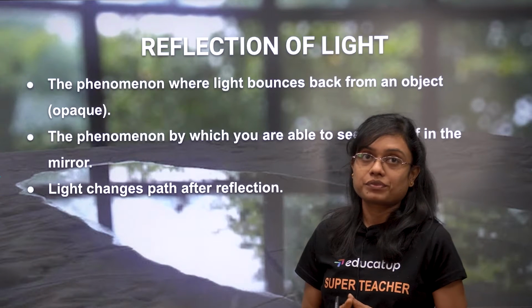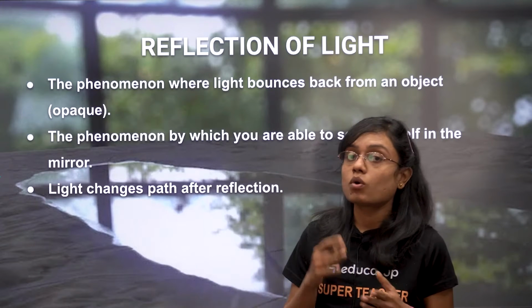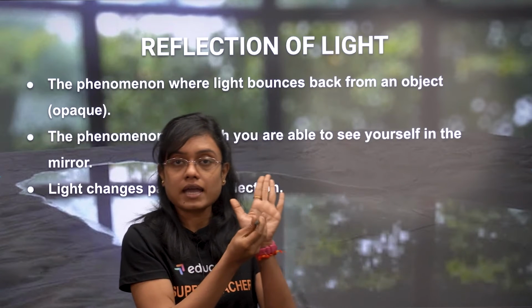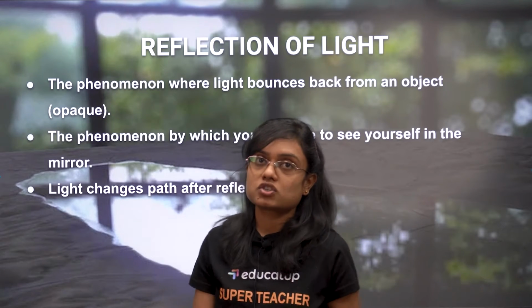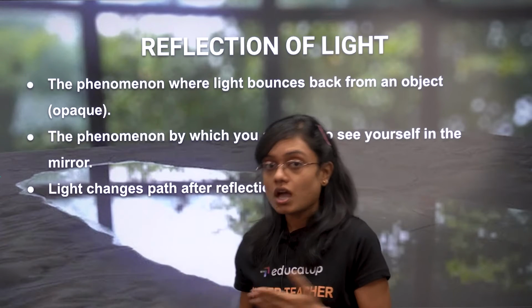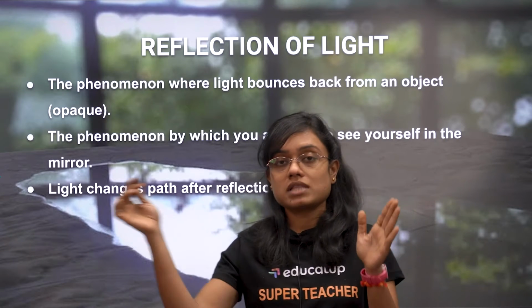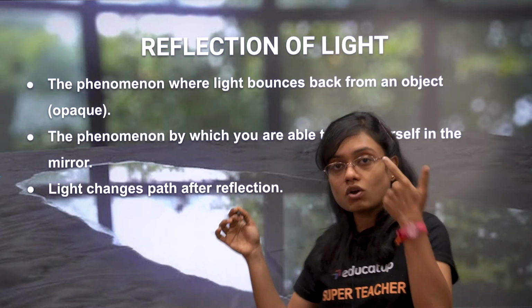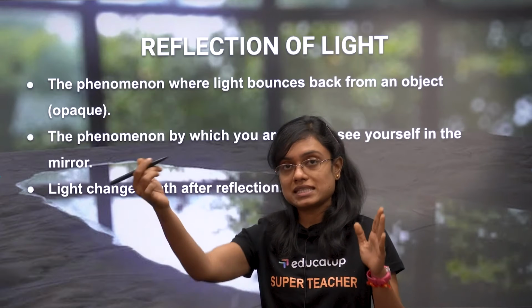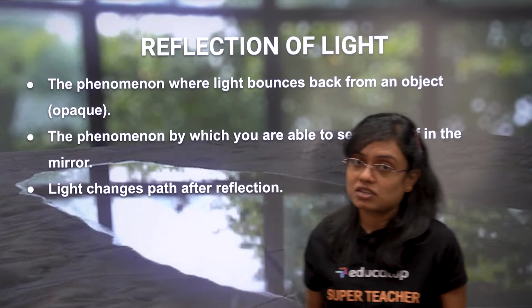Reflection of light. The phenomenon where light bounces back from an object, basically from an opaque object, is known as reflection of light. यानी कि light ray आई, टकराई और वापस चली गई. This is reflection. The phenomenon by which you are able to see yourself in the mirror is reflection. हम अपने आप को अगर आईने में देख पाते हैं तो that is because of reflection. Because light ray आके टकराती है, वापस चली जाती है और हमारी आईज तक आती है. Light changes path after reflection. Obviously वो जिस डायरेक्शन से आई है उस डायरेक्शन में ना जाके किसी और डायरेक्शन में जाती है और इसीलिए रिफ्लेक्शन होता है.